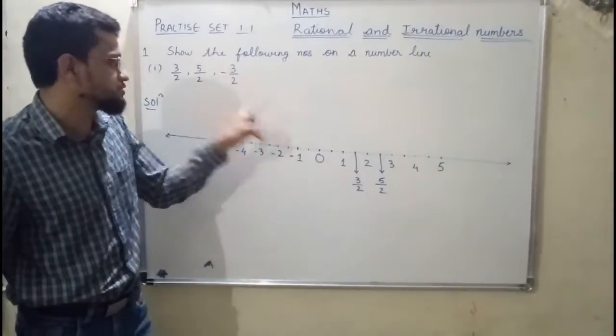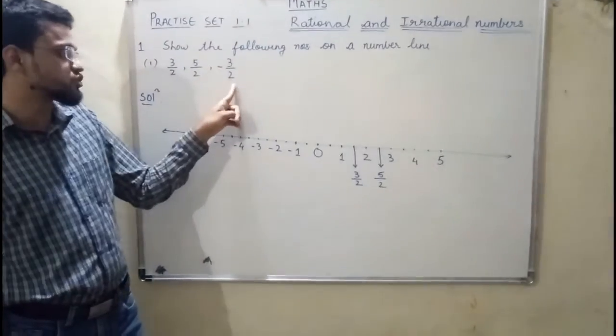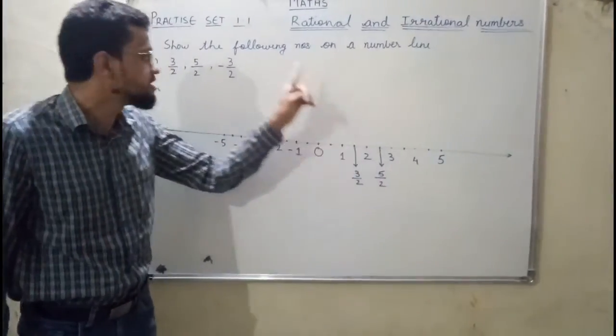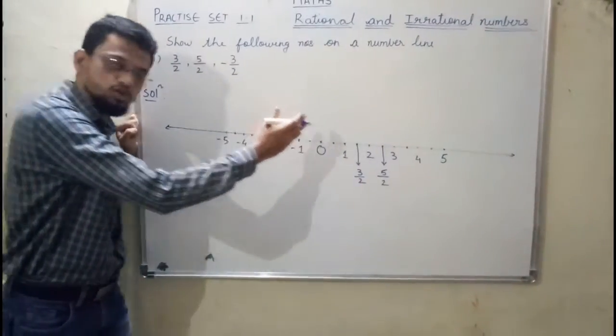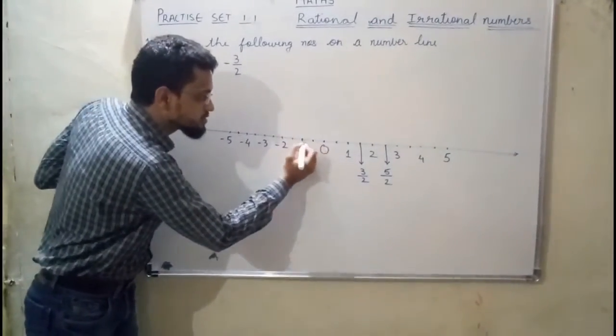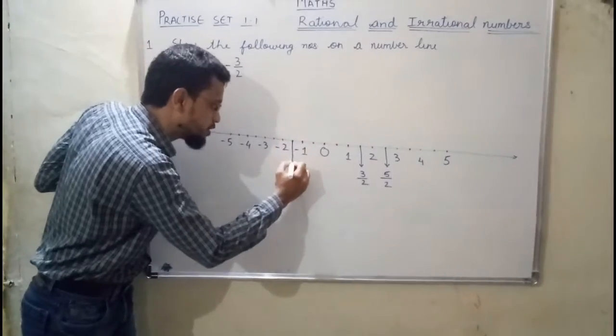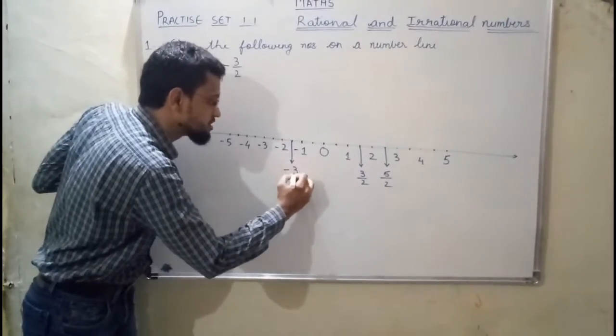On the left hand side, the denominator is 2. We have already divided it into 2 equal parts. Now the numerator is 3. We will count 3 from 0 to the left side: 1, 2 and 3. This number will be minus 3 upon 2.